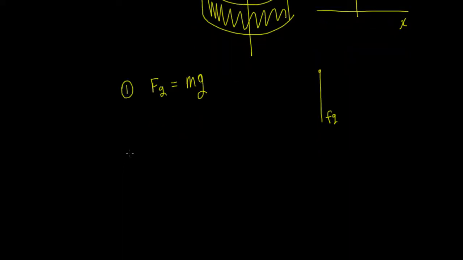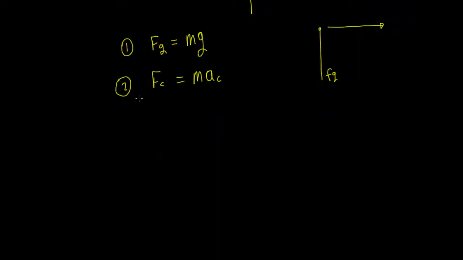We'd also have a force acting in this direction, which is a centrifugal force. That force there we'll call Fc, and that would be mass times the acceleration, which would be a circular acceleration. Then we're going to look at both of these in terms of a potential energy, so we can work out the potential energy from these two forces.